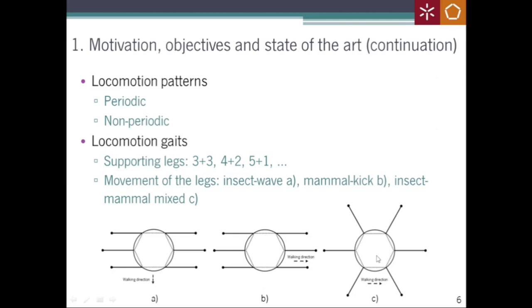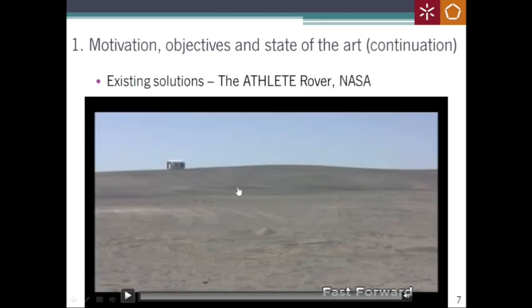These two criteria can be combined to obtain, for example, a 3+3 mix gait. Now I will present some existing solutions. It is possible to find more in the dissertation.